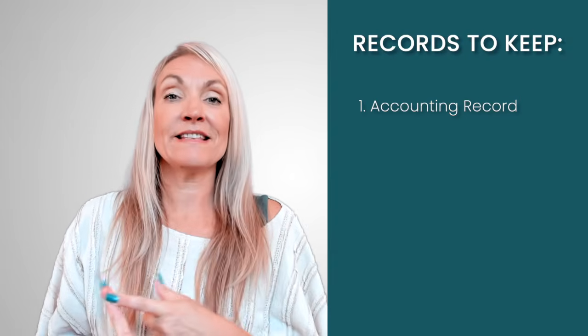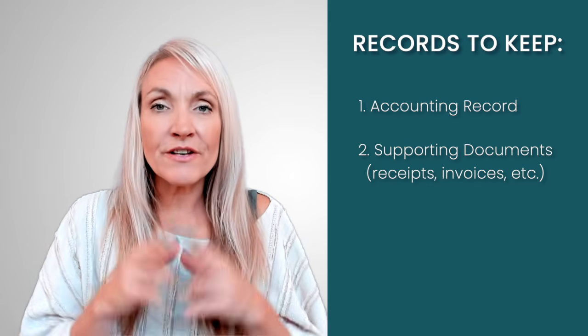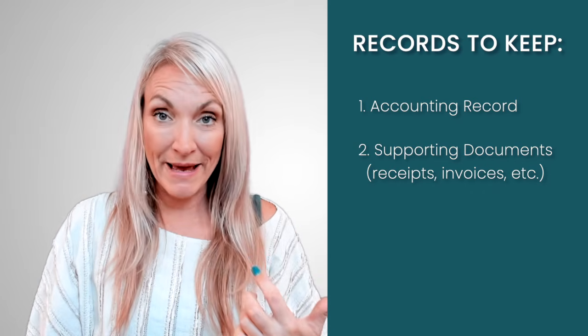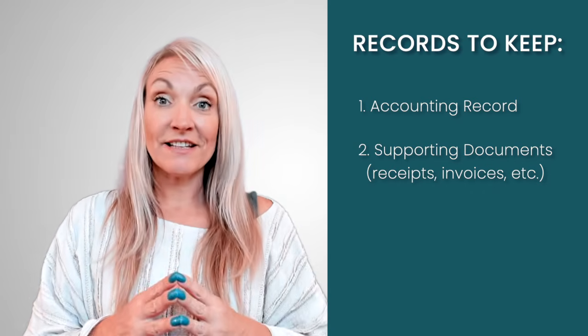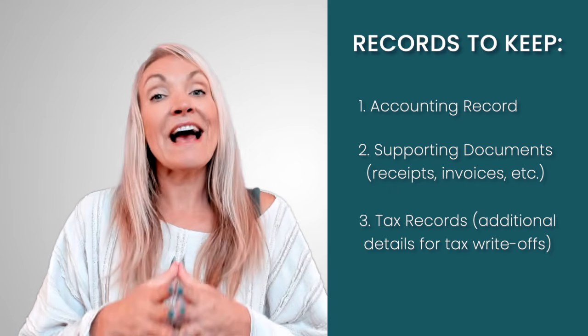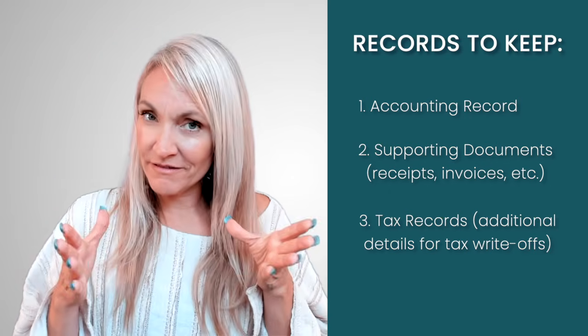So let's jump in. What records do I need to keep for my small business accounting and taxes? There are three parts of the records you need to keep. The first part is an accounting record, and I'm going to explain what that means next. The second thing you need to keep is all of what we call supporting documents. So this is your receipts, your invoices, your bank statements. Okay, technically, you are supposed to keep all of these. And the third piece is actually additional tax records that are required for certain tax write-offs.